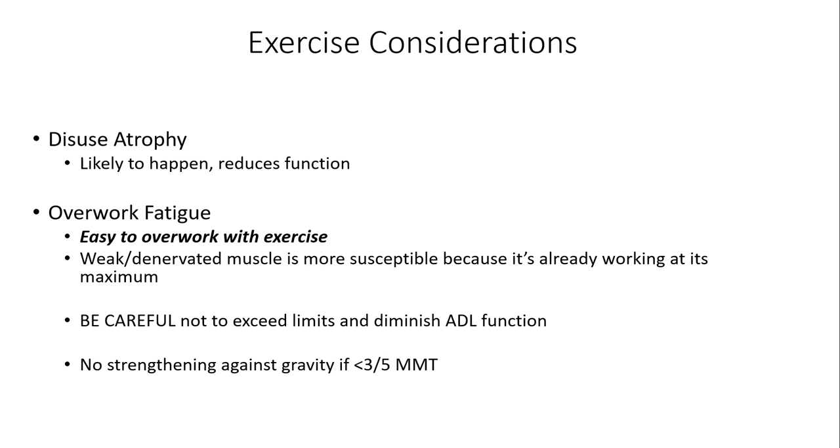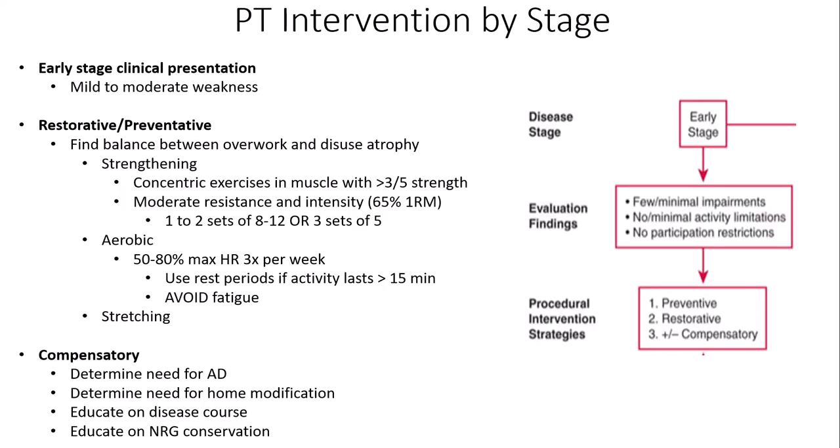Okay, another thing to avoid, again, kind of like GBS, is no eccentric exercise, no matter what. That's just going to be way too much work for this patient population. So let's look at the first stage, the early stage. If you look on the right-hand side of the slide, you see the disease stage is early. Evaluation findings should be minimal impairments, no real activity restrictions or participation limitations. So you're going to start mostly with preventative or restorative work and then add compensatory as needed.